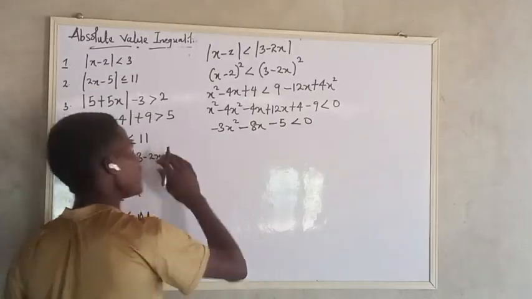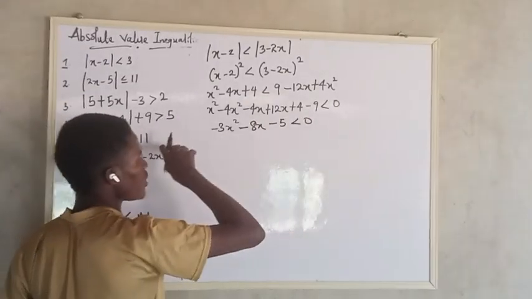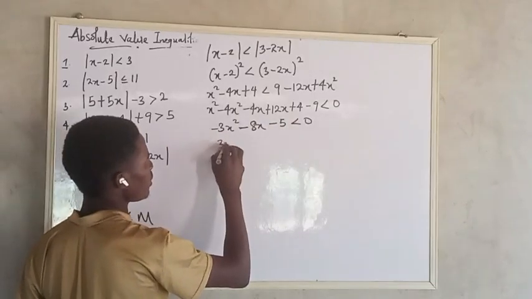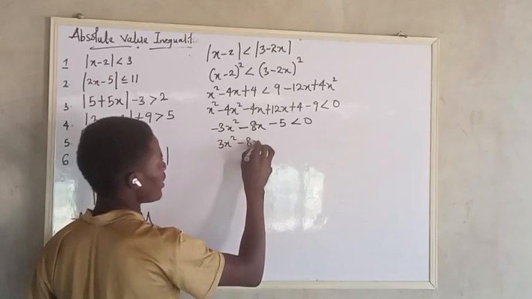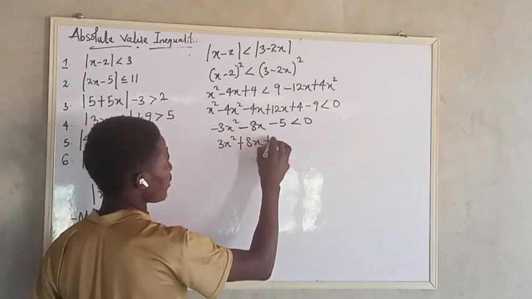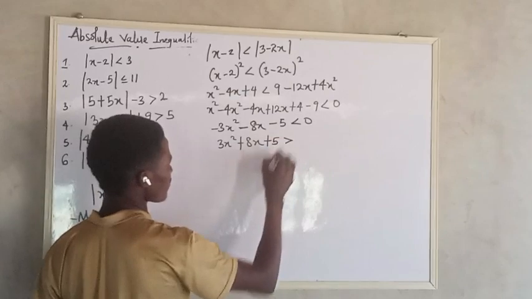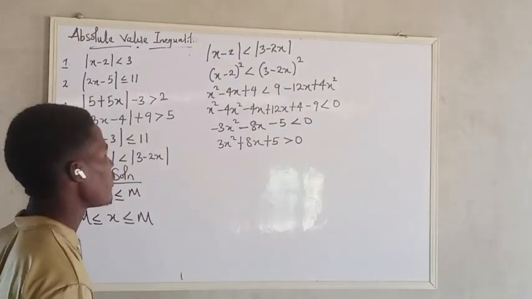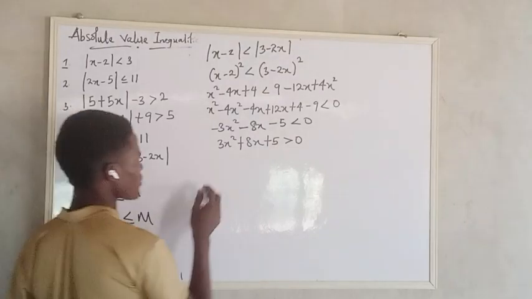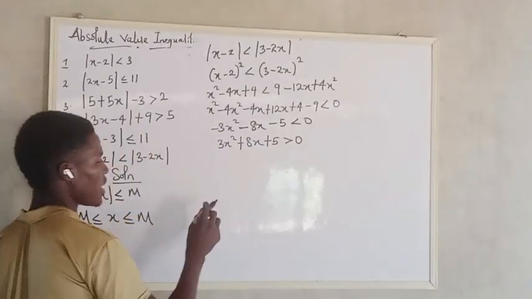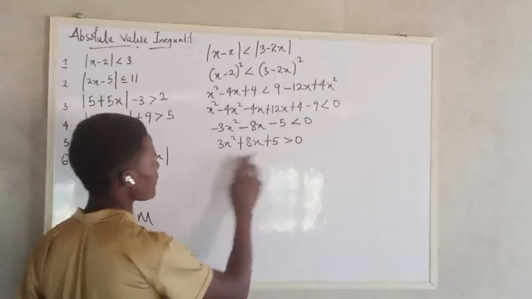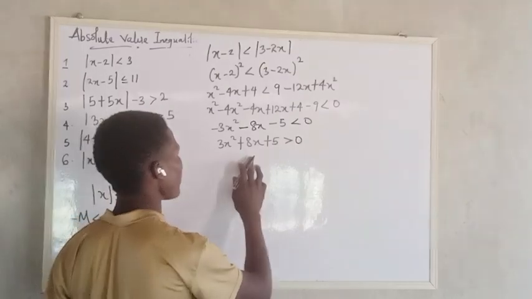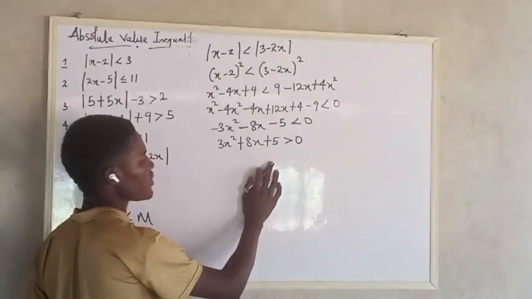So I'm going to divide through by minus 1. And you know, dividing by a minus will make the inequality sign change. So this will become 3x squared minus 8x minus 5 greater than 0. Alright, so I need to solve this now quadratically. I need two numbers that when you multiply together, you will have 15, and when you add together, you will have 8. That is 5 and 3. 5 times 3 is 15, 5 plus 3 is 8.